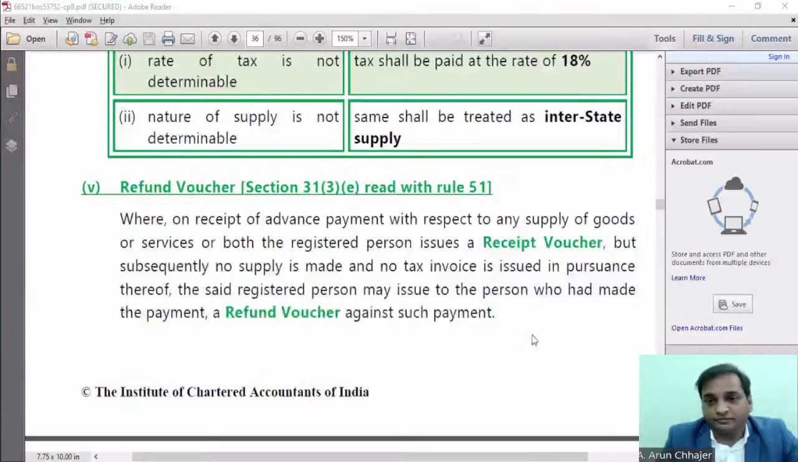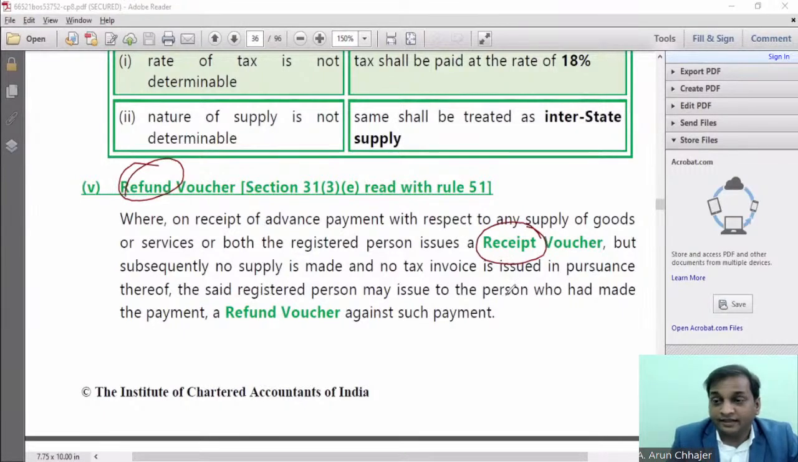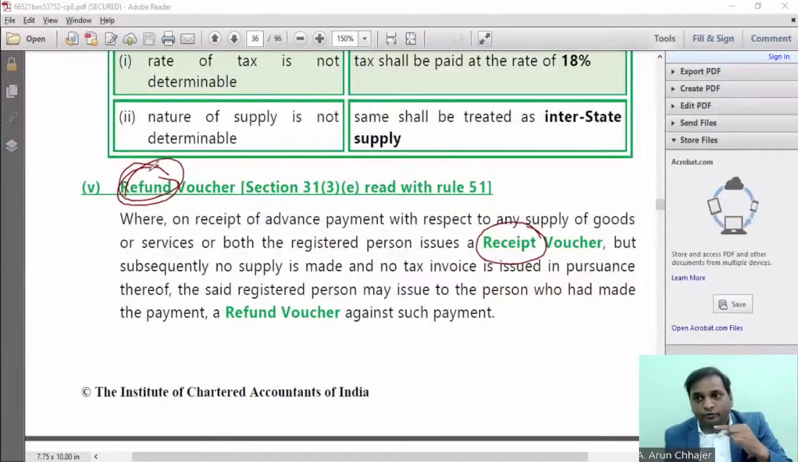Now, refund voucher. For every refund voucher, there would be one receipt voucher. Why? The provisions say if I have taken the advance and that particular transaction is not completed, I need to return that amount which I have taken from you. I have taken the advance from you for making the supply. Assume the supply is not completed. I need to return this advance amount. Then I will issue the refund voucher. So receipt voucher is for taking the advance, refund voucher is for returning the advance.